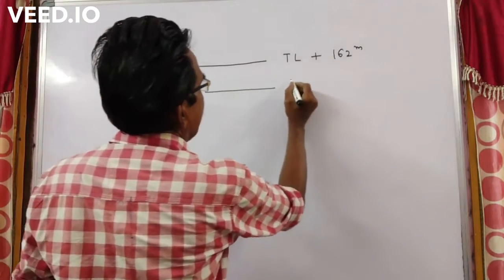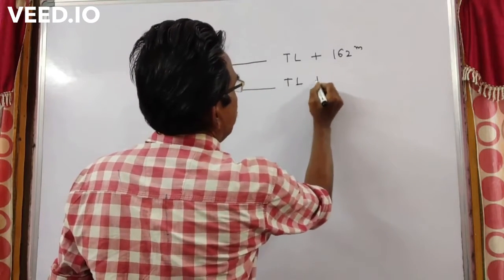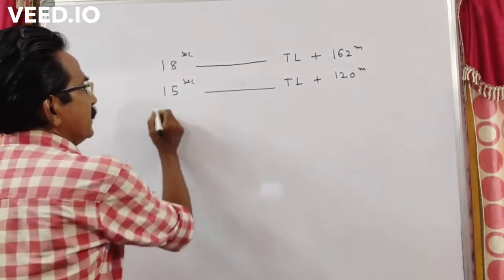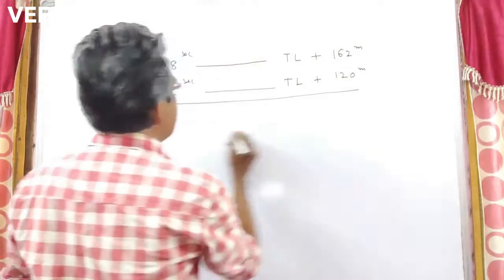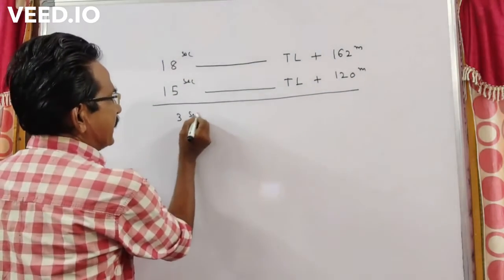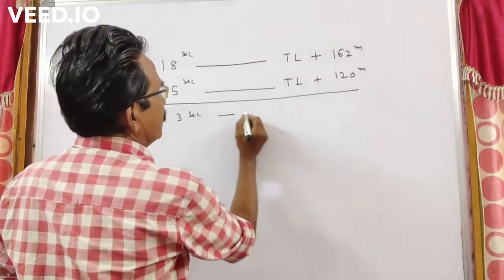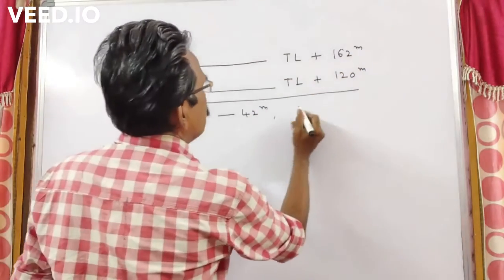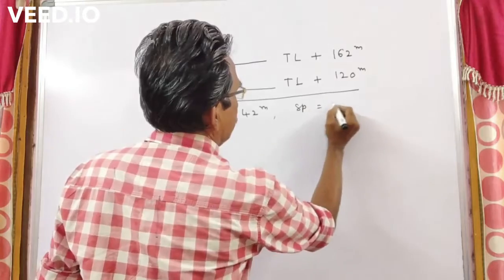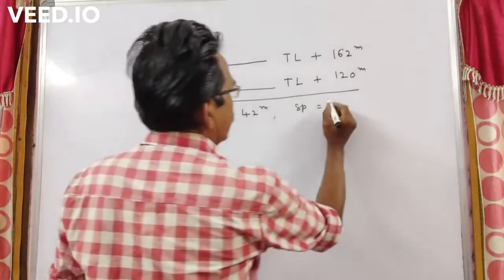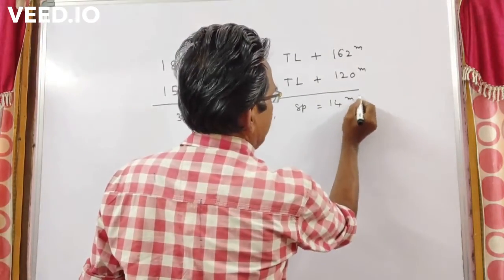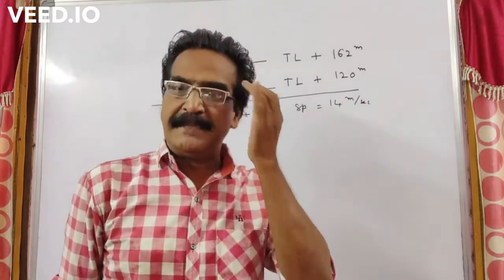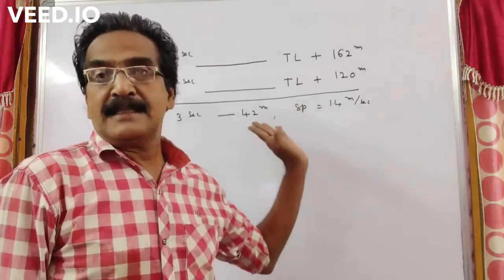In 15 seconds, train travels train length plus 120 meters platform. So, in 3 seconds, the train travels 42 meters, this minus this. So, the speed of the train is equal to 42 by 3, that is 14 meters per second. So, the speed of the train is 14 meters per second.